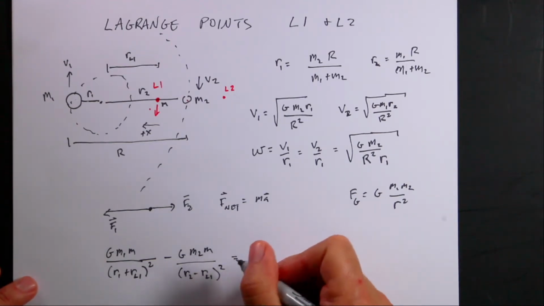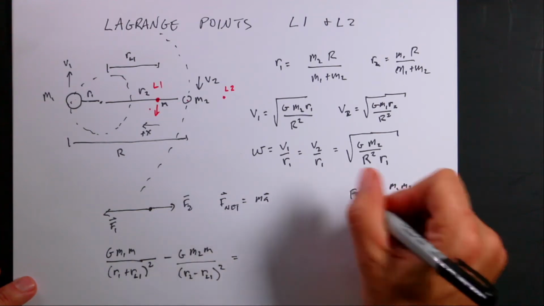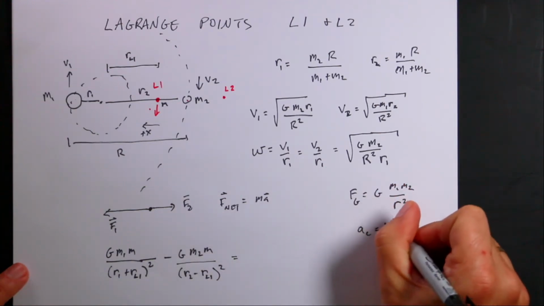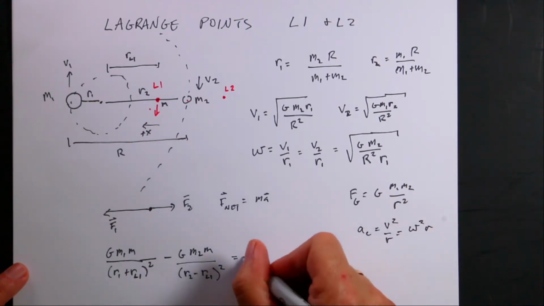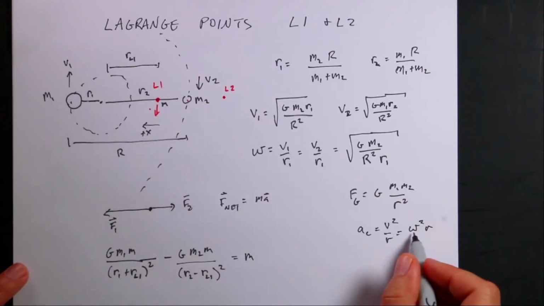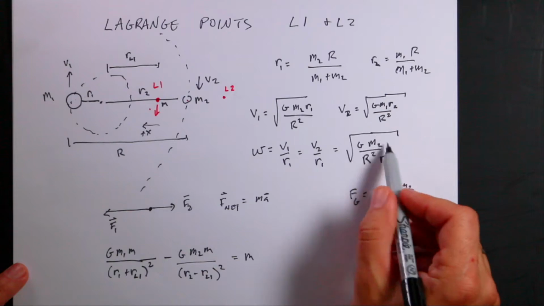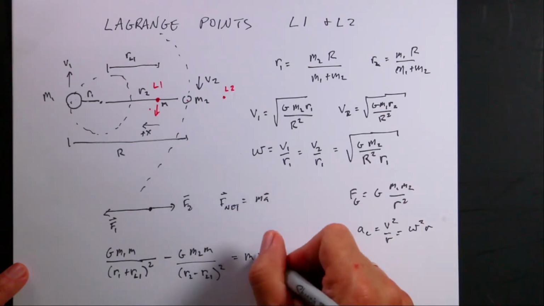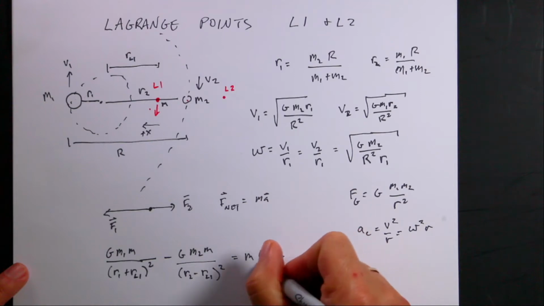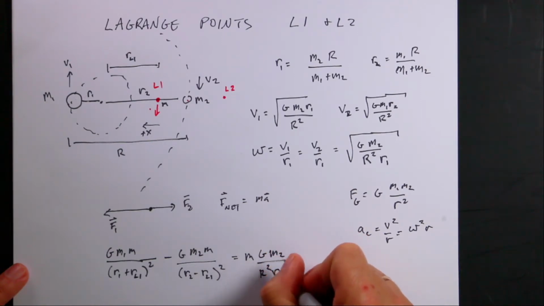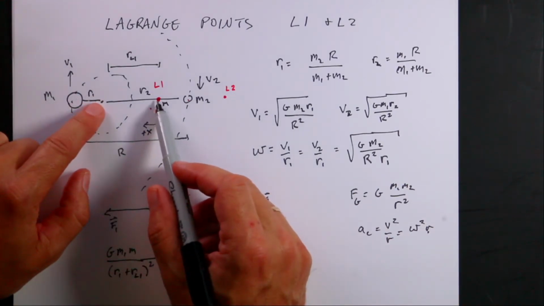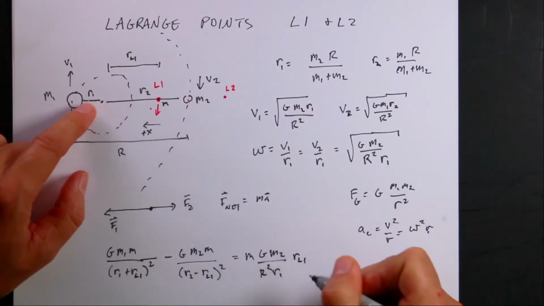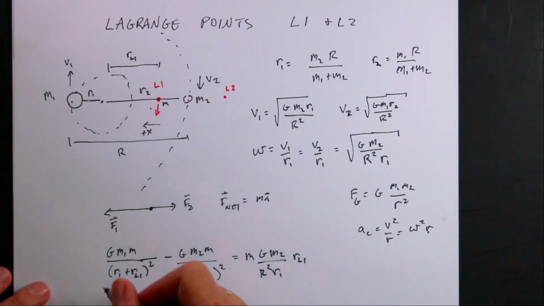So that's going to be equal to the mass times acceleration, and centripetal acceleration is v squared over r, or omega squared times r. I'm going to use the omega squared r. So it's going to be the mass of my object there, m. Omega squared, I can use this whole thing, right? Because that's my omega, so I'm going to put in this G M2 over R squared R1. And then I need to multiply that by r. So what's the radius of the circular orbit for L1? It's RL1. Okay, so that's my equation.